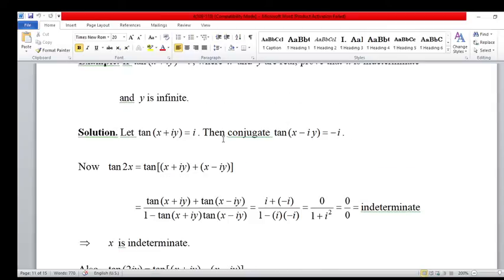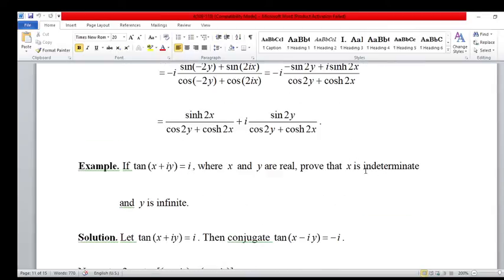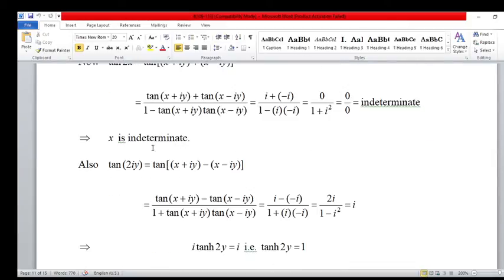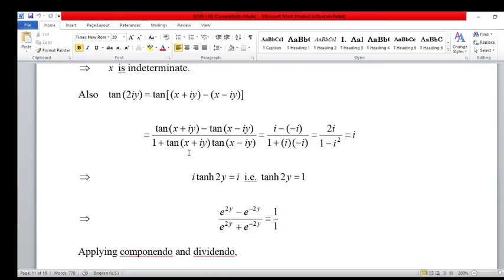So first proof is complete, x is indeterminate. So this type, this x is indeterminate. And second, sin twice iy is equal to tan a minus b formula apply here. After tan a minus b formula apply, this is the tan a minus tan b upon 1 plus tan a tan b. So this is again substitute the value, we have tan twice I upon 1 minus I square. So this is I.